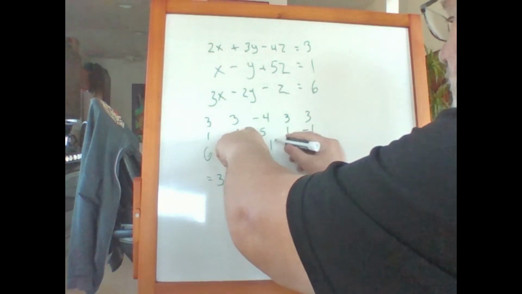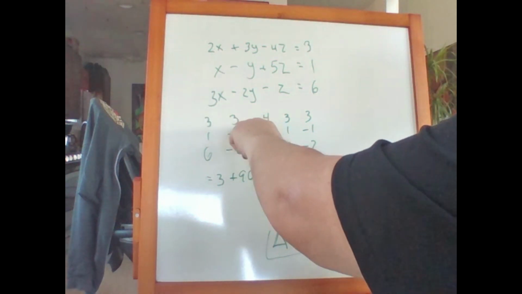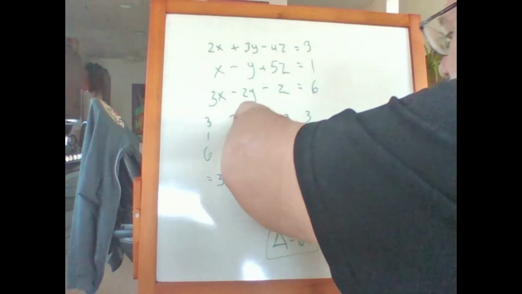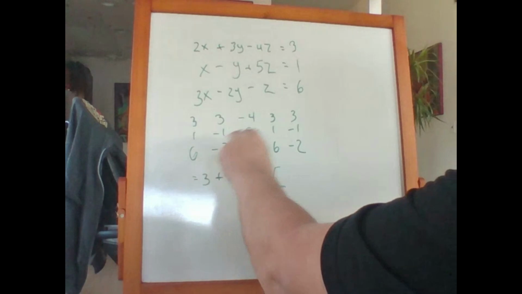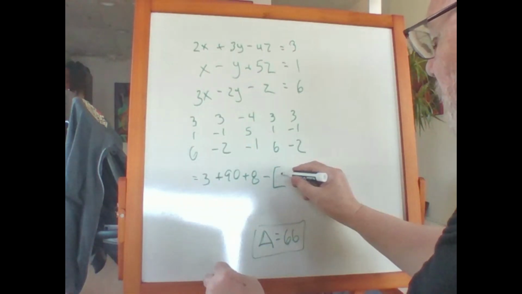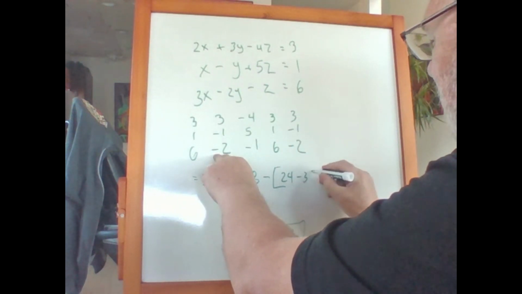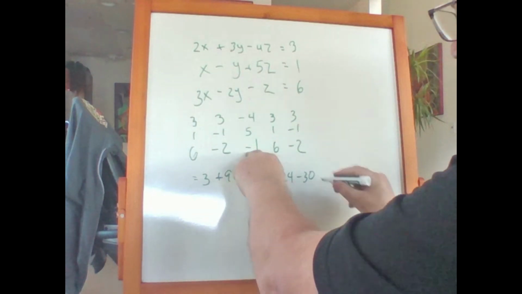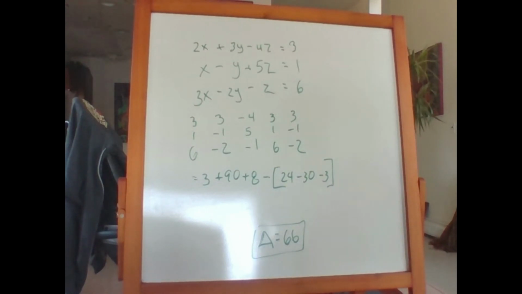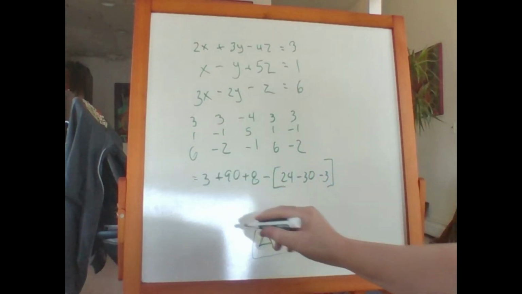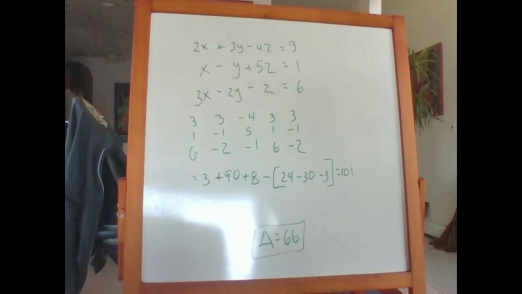This is 30 times 3 plus 90. Okay, that's 30 times 3 is 90. This is 8 plus 8. And now we have our negative side. That's positive, so that's 24. This is minus 10, 30 minus 30. And we got minus 3. So now we add those numbers up. We got 98, 101, 101, right? 98 and 3 is 101.